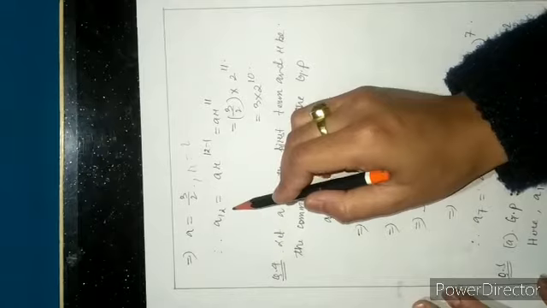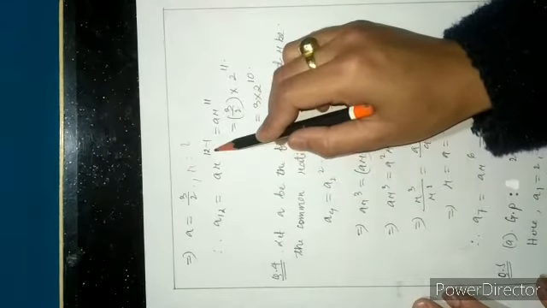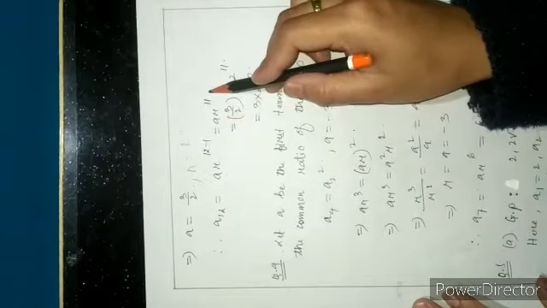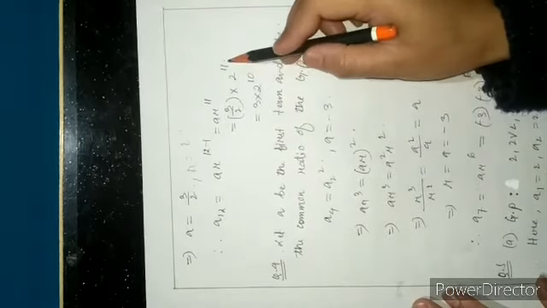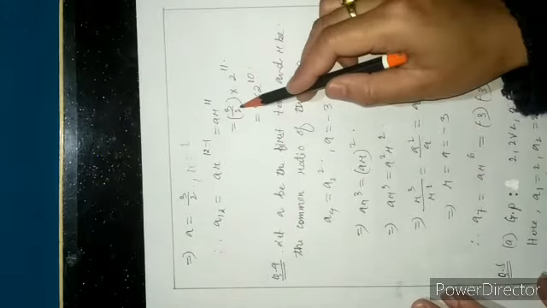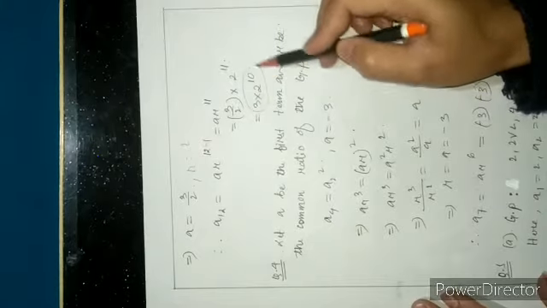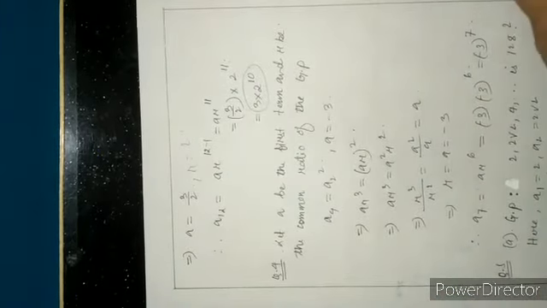And so a12 is given by a r to the power 12 minus 1, that is a r to the power 11. The value of a is 3 by 2 and r is 2 to the power 11. So 3 into 2 to the power 11 divided by 2 gives 3 into 2 to the power 10.